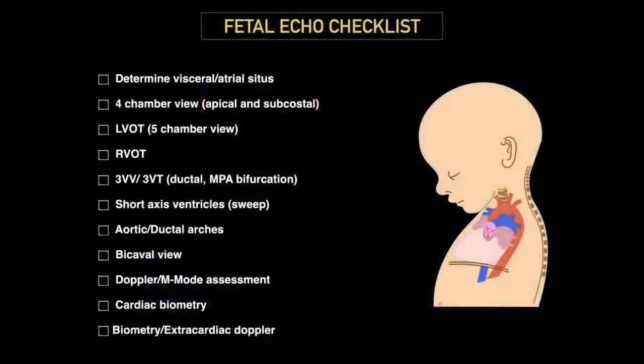And I thought this was very helpful, to include just the fetal echo checklist. There was a lot that we discussed. I'm just trying to go through a systematic view, starting with the situs and moving into your 4-chamber, into your outflows, 3-vessel trachea view, short axis, your ductal arches, bicaval view, then moving on to your Doppler assessments, cardiac biometry.